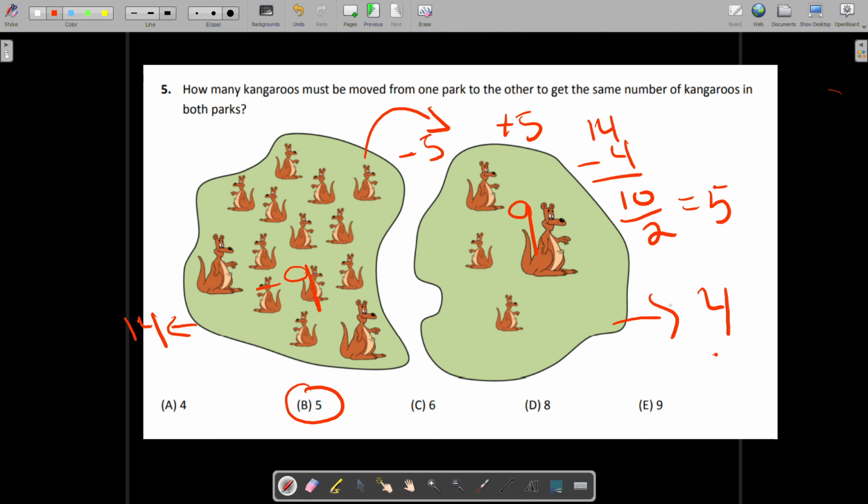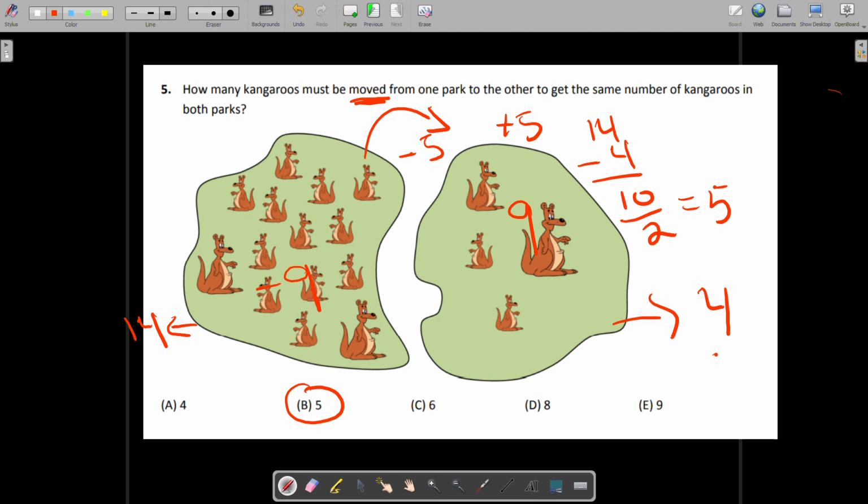See, sometimes we can get a little confused. They're not asking for the total number of kangaroos in both parks. They're asking how many kangaroos should be moved to get the same number of kangaroos in both parks. So 5 kangaroos need to be moved.